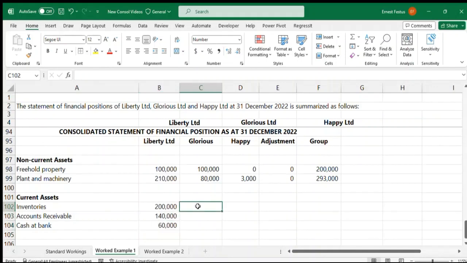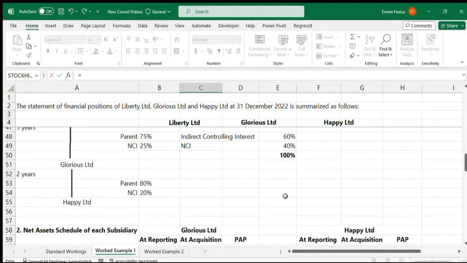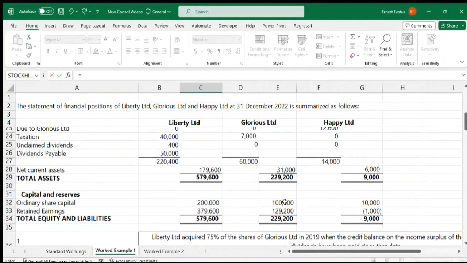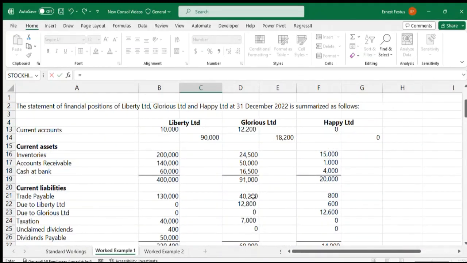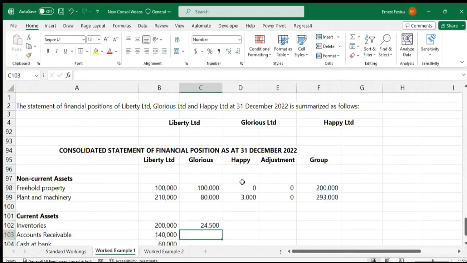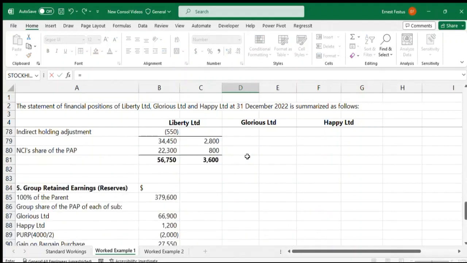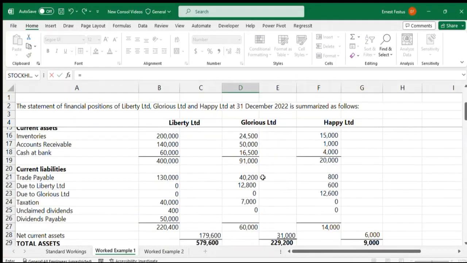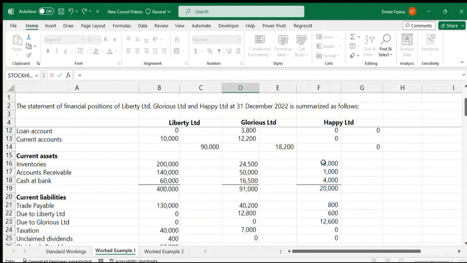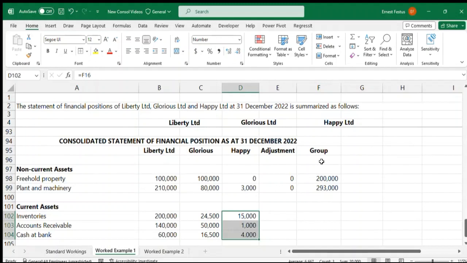And then for Glorious, it's going to be this. Then I can copy the formula and copy it down. And then finally for Happy, it's this. Can bring it down. Alright, now an adjustment.